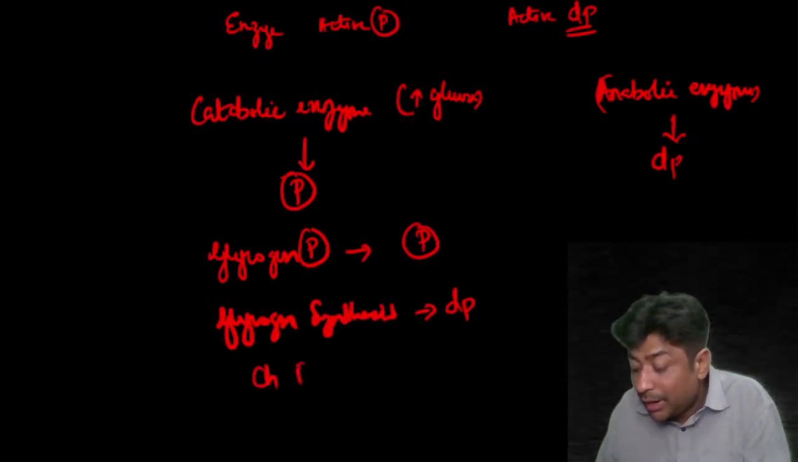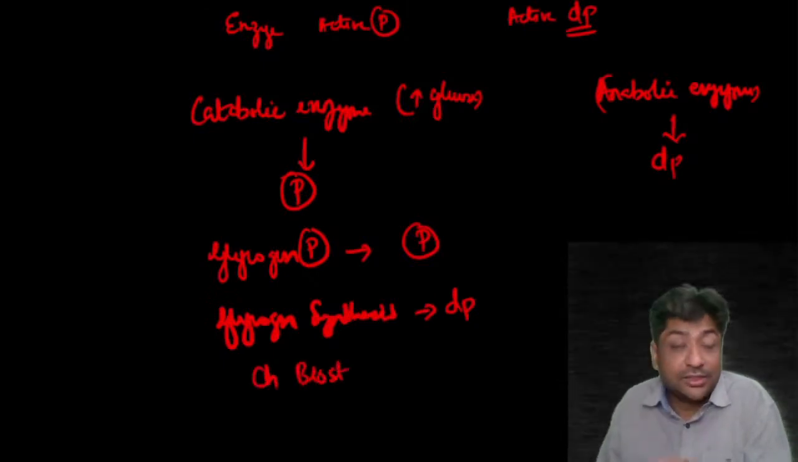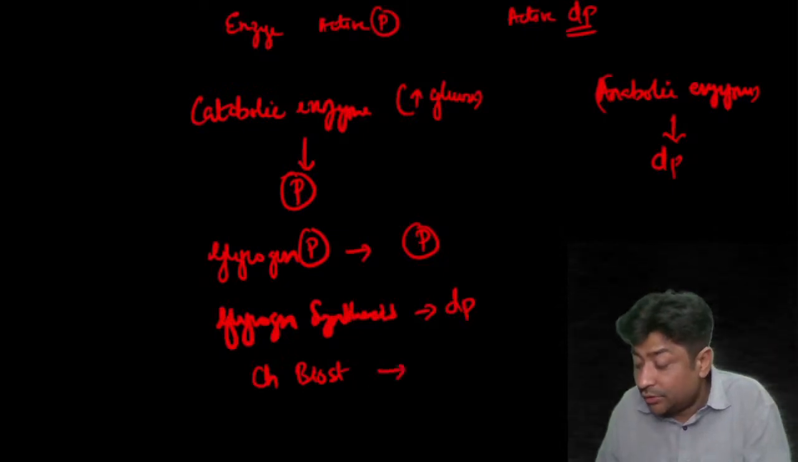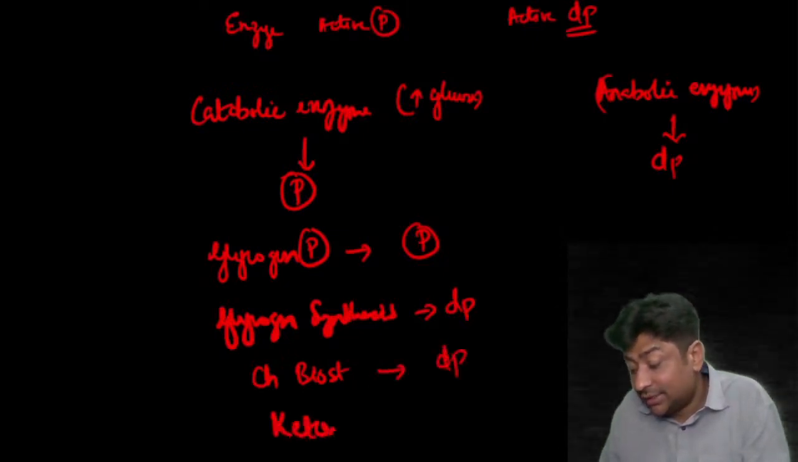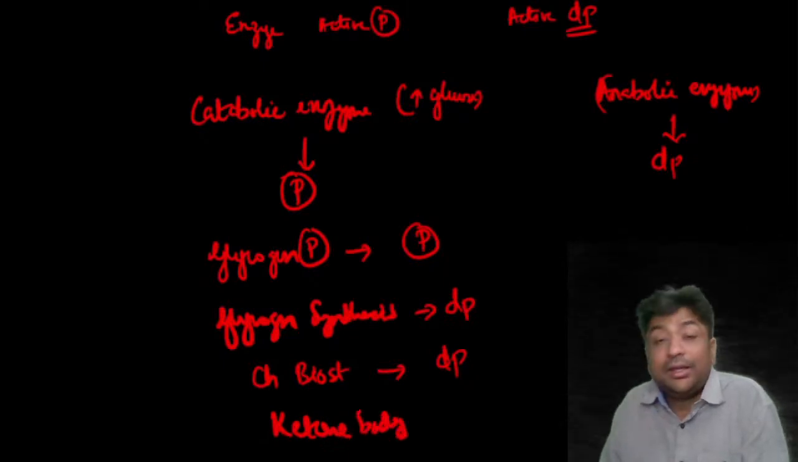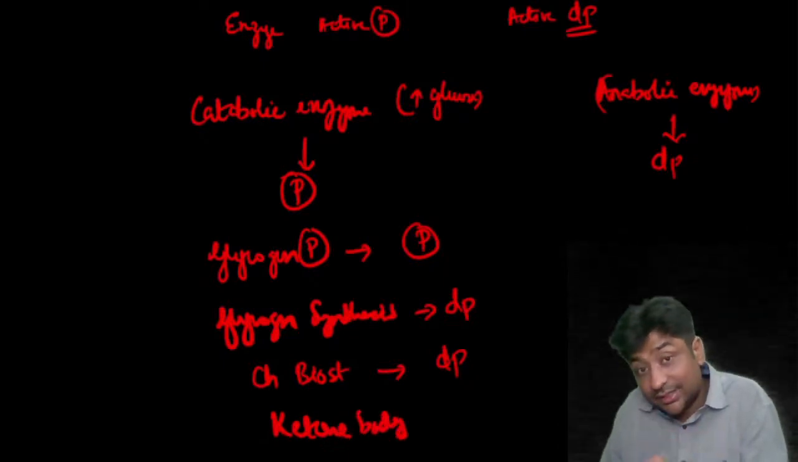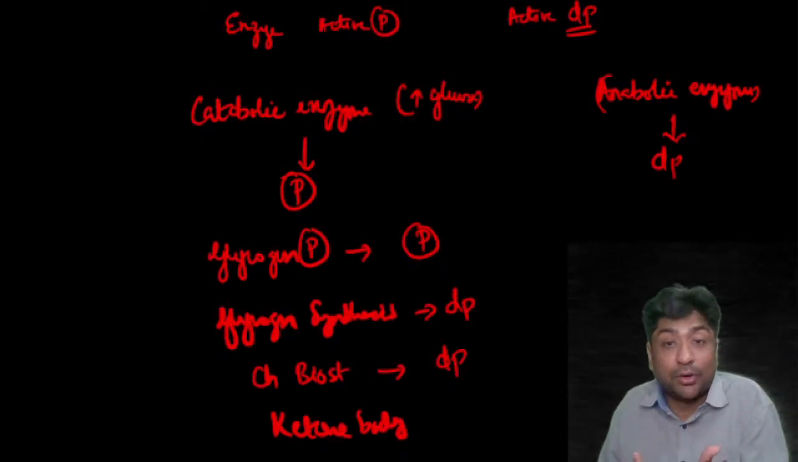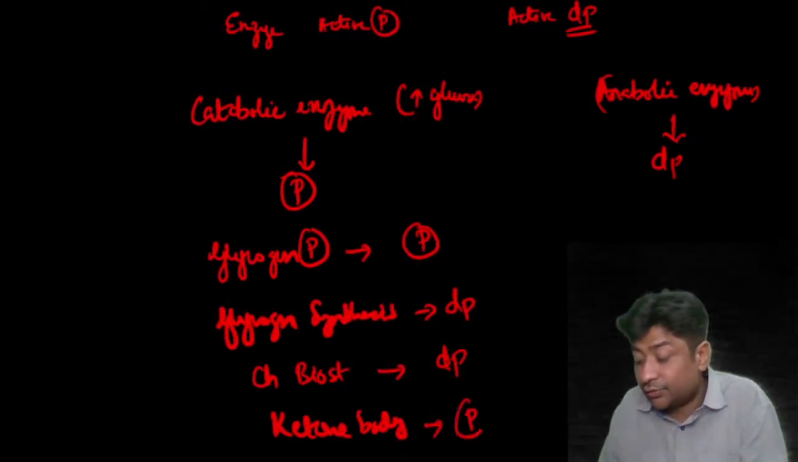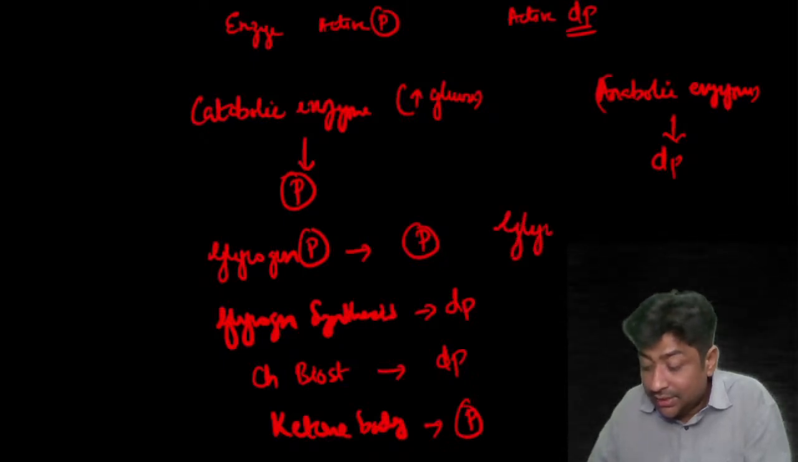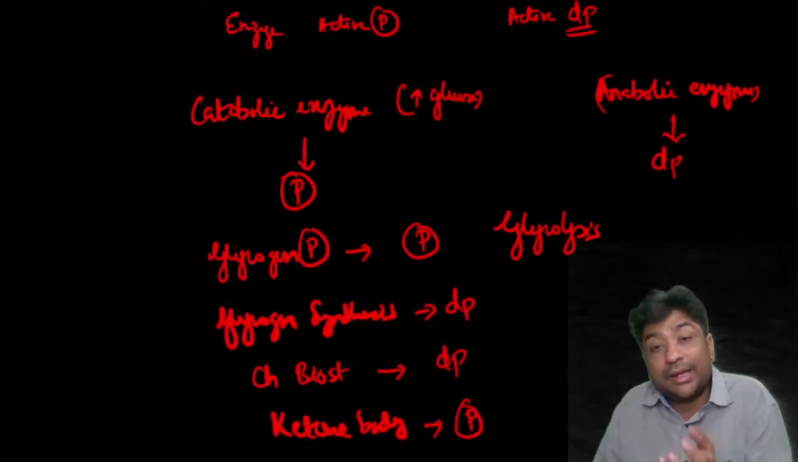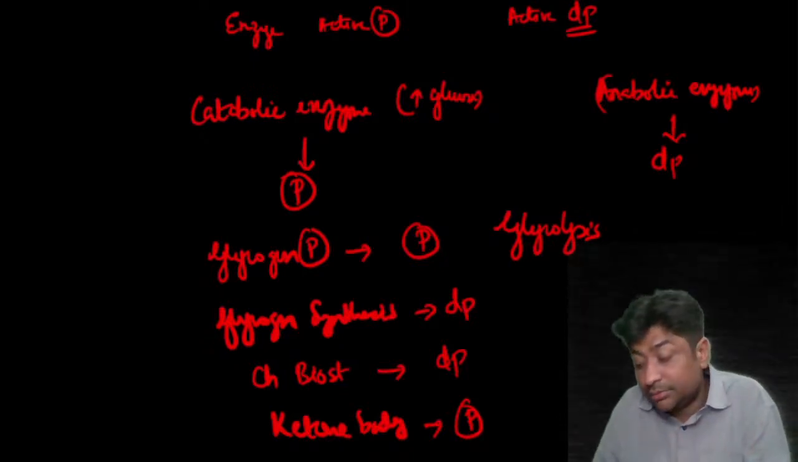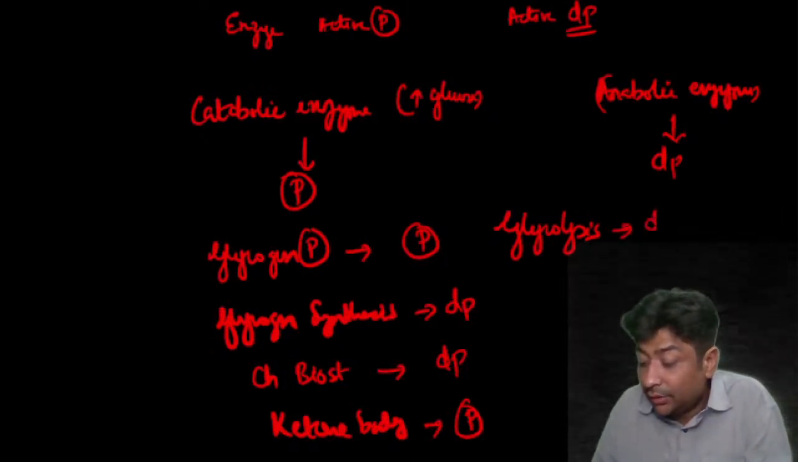Enzymes of cholesterol biosynthesis. Cholesterol biosynthesis is an anabolic process, so it will be active in dephosphorylated form. Enzymes of ketone body synthesis. Now, even though it is synthesis, ketone body synthesis happens when the body is in catabolism. So it will be active in phosphorylated form. Enzymes of glycolysis. What do you think? Remember again, glycolysis is catabolic, glucose is being broken down. So it will be active in phosphorylated form.